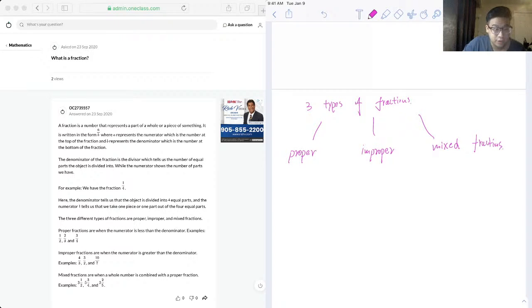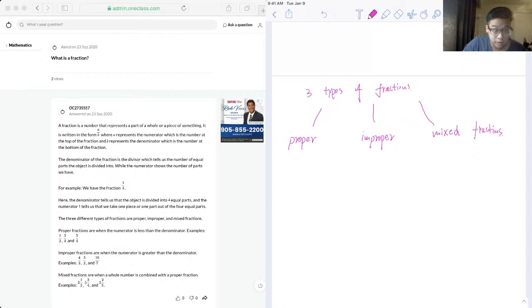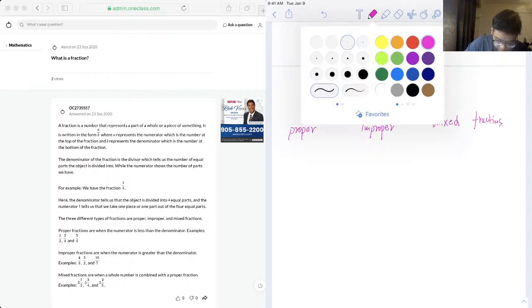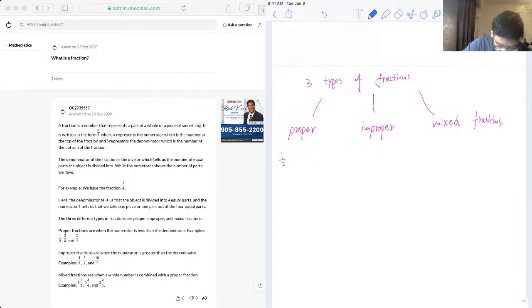So proper fractions are just when the numerator is less than the denominator, and the fraction is always less than 1. Some examples could be 1/2, 2/3, 3/4. Fractions like this, we'll call proper fractions.